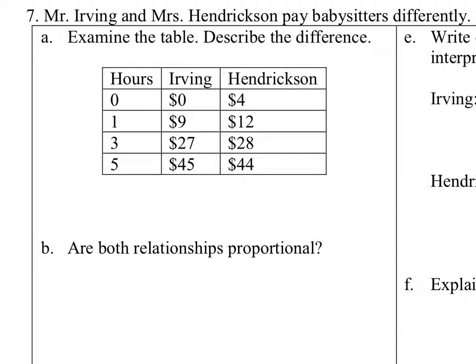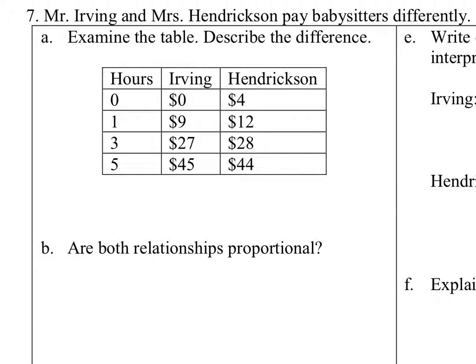Irving is going to pay you $0 for 0 hours, and then Hendrickson for 0 hours is going to pay you $4. This is a good idea if you want to get people to come and babysit, because for 30 minutes, bam, you get the $4 and some extra. All right, are both these relationships proportional?